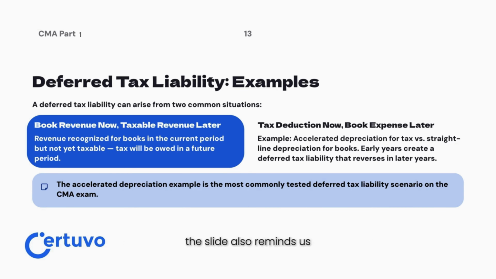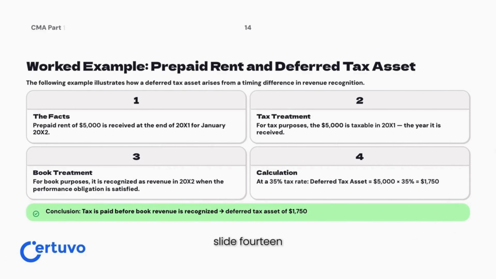The slide also reminds us that accelerated depreciation is one of the most commonly tested deferred tax liability scenarios on the CMA exam. Let's move to Slide 14. Slide 14 gives a worked example, prepaid rent and deferred tax asset. The facts are, prepaid rent of $5,000 is received at the end of 20X1 for January 20X2. For tax purposes, the $5,000 is taxable in 20X1, the year it is received. For book purposes, it is recognized as revenue in 20X2 when the performance obligation is satisfied.